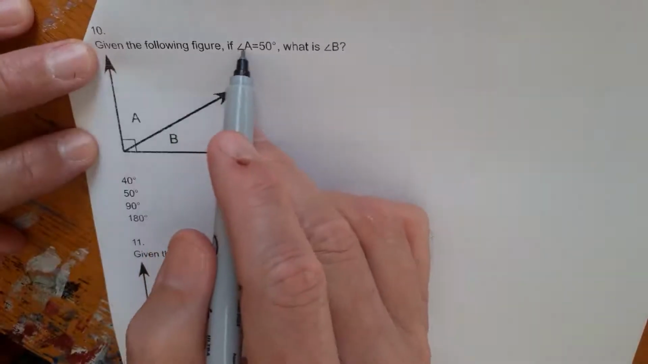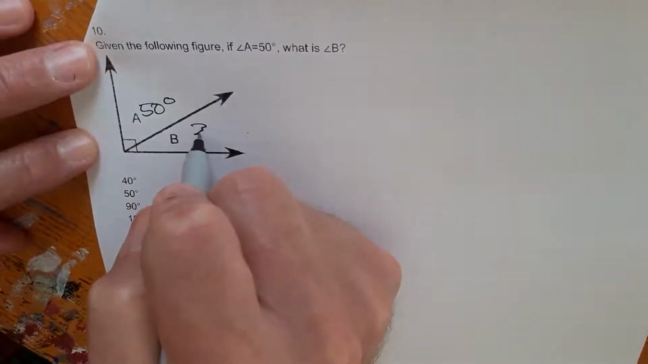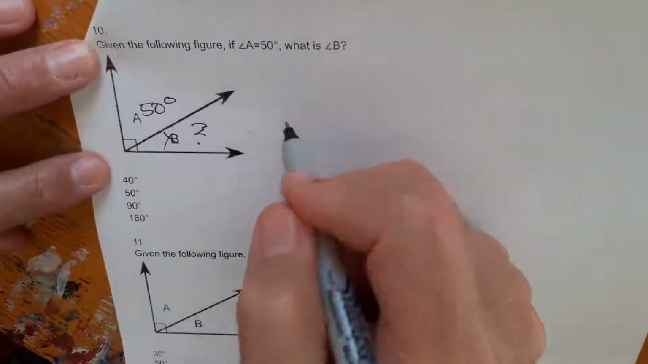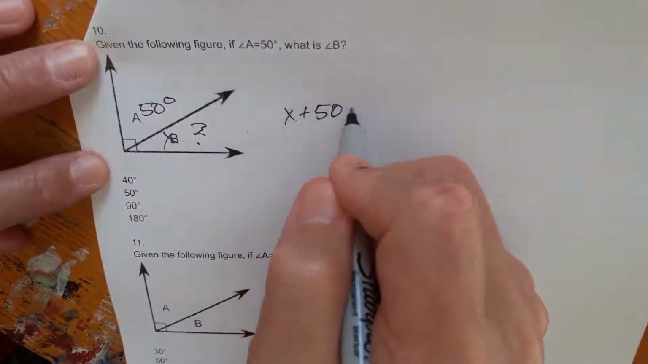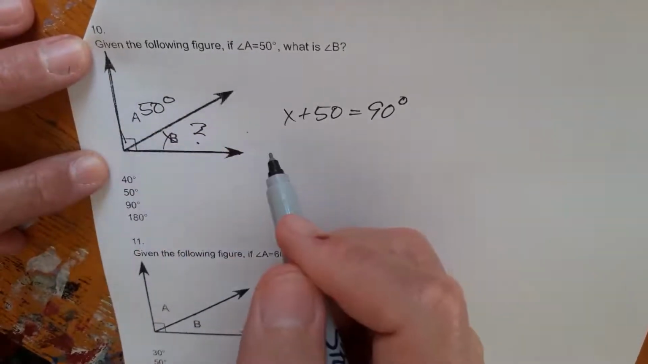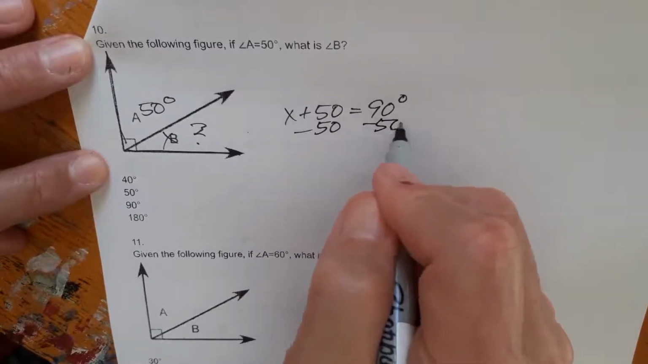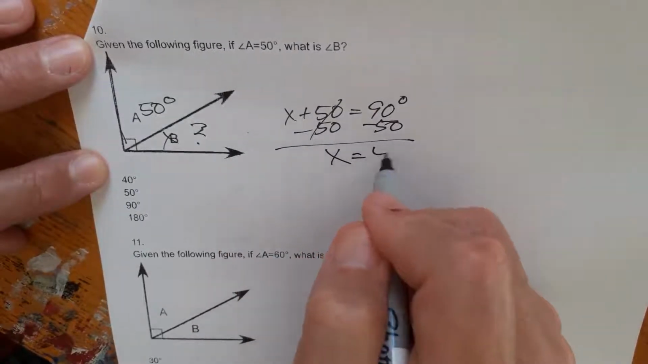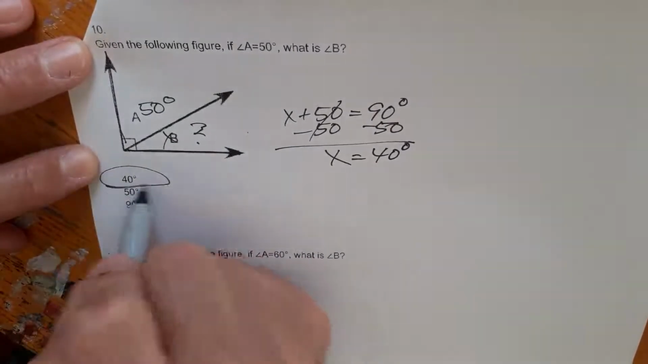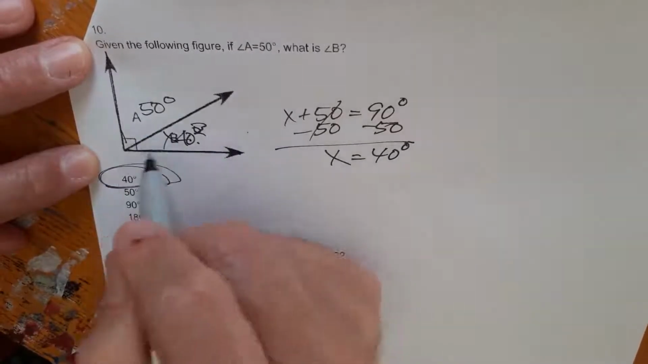Given the following figure, if A is 50 degrees, what's B? Question mark. All right, let's make it x. So x plus 50 has got to equal 90 degrees because this is complementary. Complementary means they sum to 90 degrees. Minus 50, gone. X equals 40 degrees. Right? And if I told you this was 40 and you just added them in your mind, 40 and 50 is 90, check.